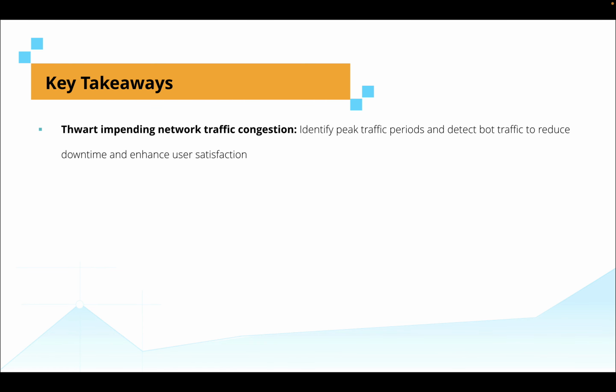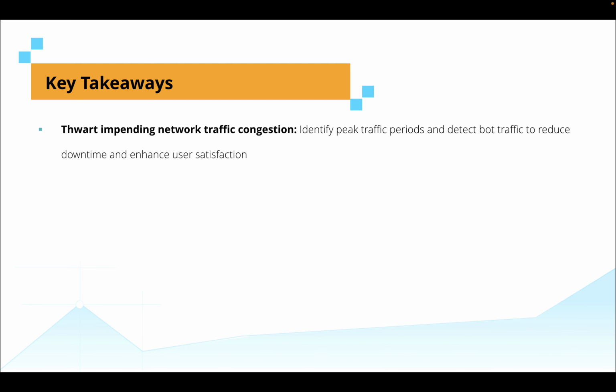First one that we discussed in our session today was about thwarting the impending network traffic congestion. By pinpointing periods of peak traffic and identifying both traffic, NOC teams can prevent network congestion. Proactive monitoring of network traffic and timely responses to alerts can ensure optimal network performance and also reduce network downtime, thereby enhancing end-user satisfaction.